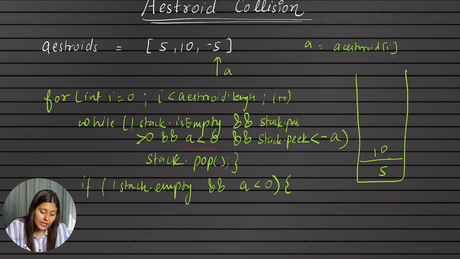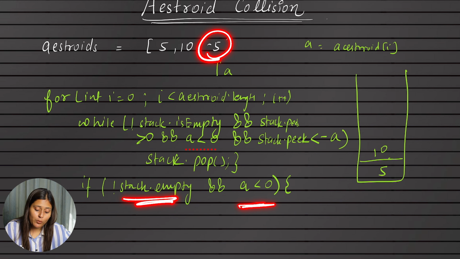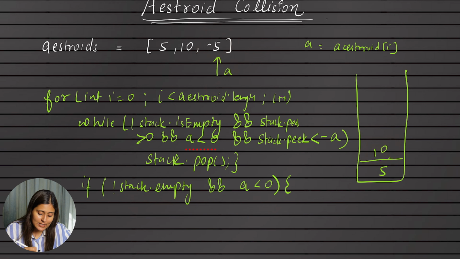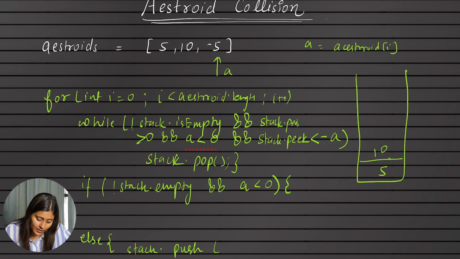A is negative, yes, and stack is not empty. So there can be two possibilities. Those are, the positive number, like stack dot peak, can be larger in value. Okay, so in that condition we don't want to push this, and this can be 5. So in that condition we want to pop this, but we don't want to push this, correct? So in both the conditions we don't want to push this. So hence if this condition runs, then we write in else condition to push in stack A.